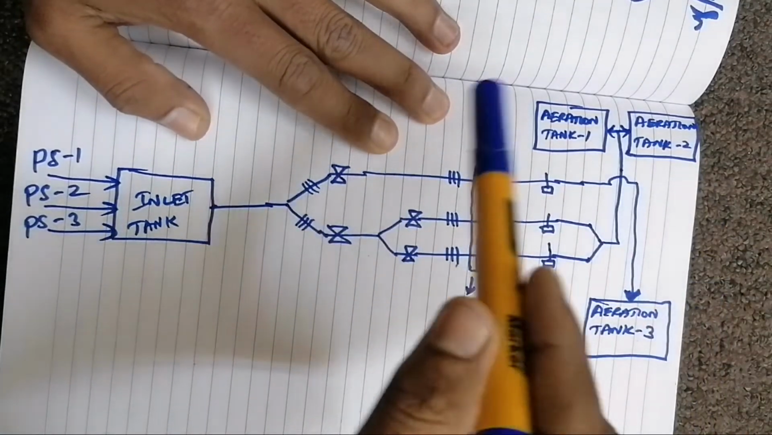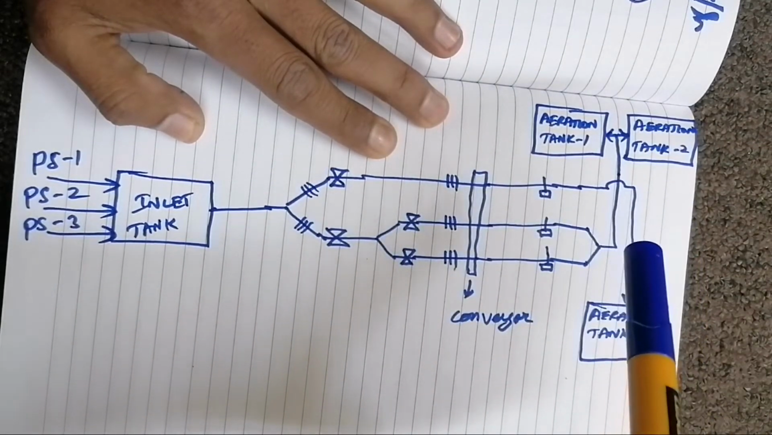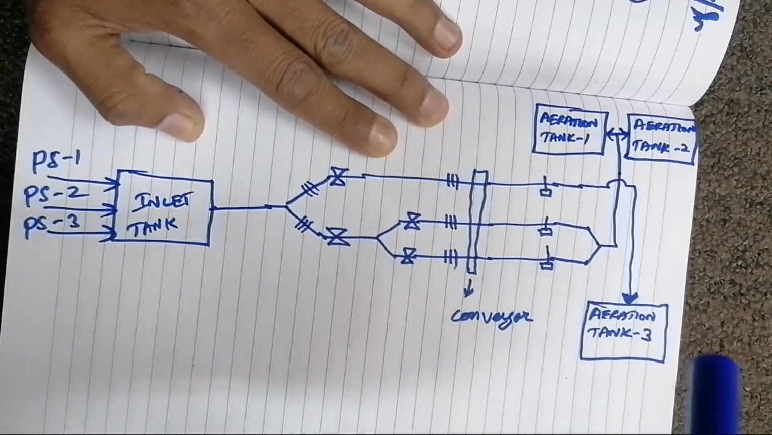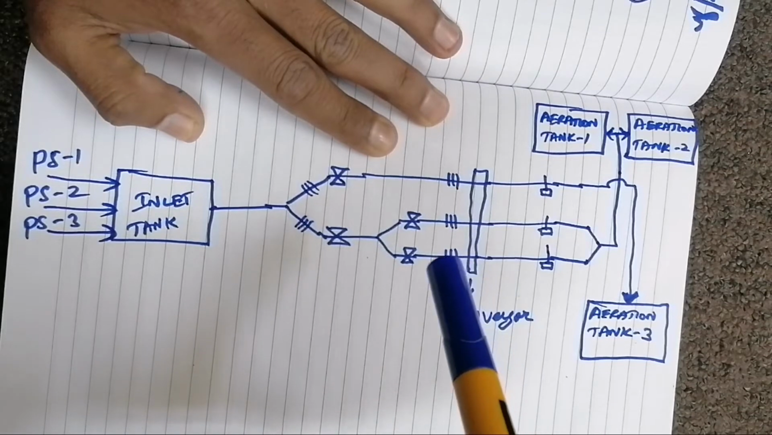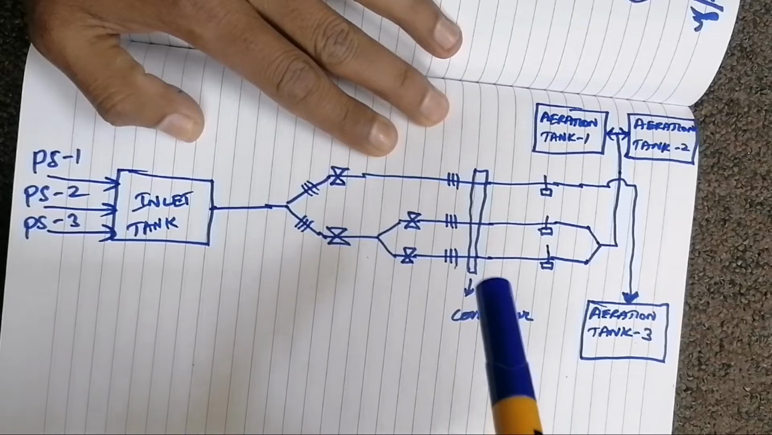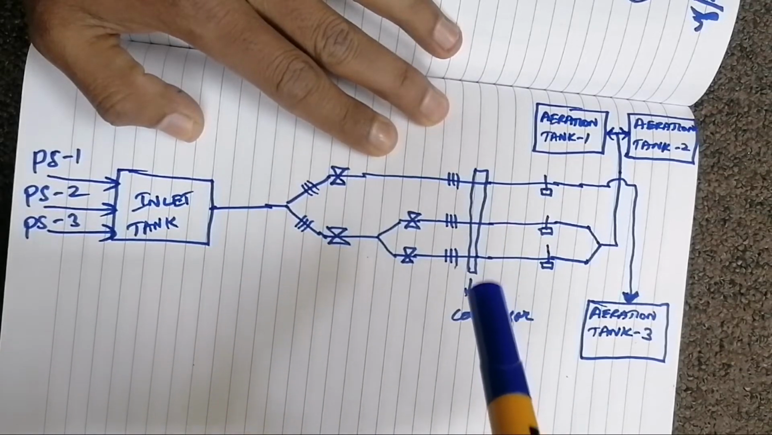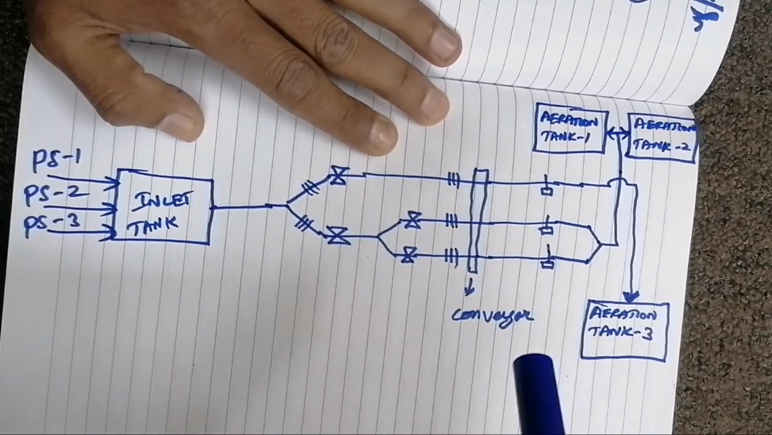Actually this is our plant layout. I am going to show you in a real-time plant video so that you can understand. And this is going to aeration tank 3. So this is what is happening. And this is the conveyor. The wastage collected in the mechanical screen is transferred by the conveyor, and everything is collected in one place, and after that this wastage is taken outside for dumping.